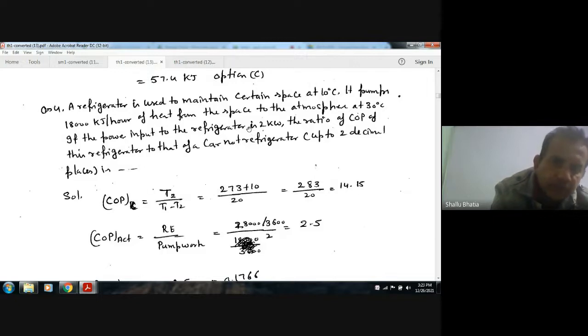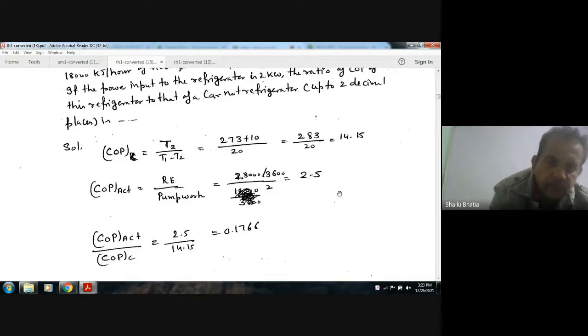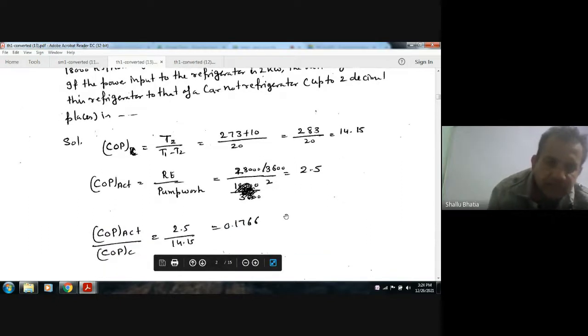And the COP of this actual cycle is the refrigerating effect divided by the work done, or pump work. So the refrigerating effect is 18,000 by 3600, that is kilojoule per second, and pump work is 2. So it is 2.5. Now we have to find the ratio of the COP of this refrigerator to the Carnot refrigerator. So this is 2.5 and this is 14.15. So the answer is 2.5 by 14.15, that is 0.1766.